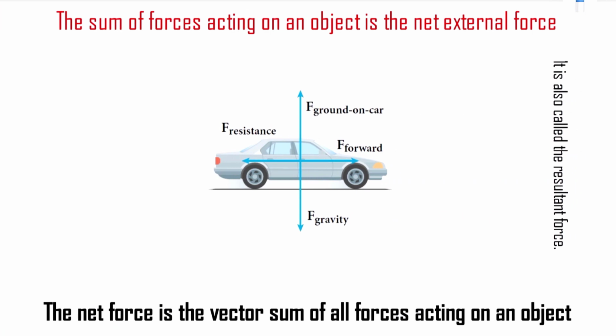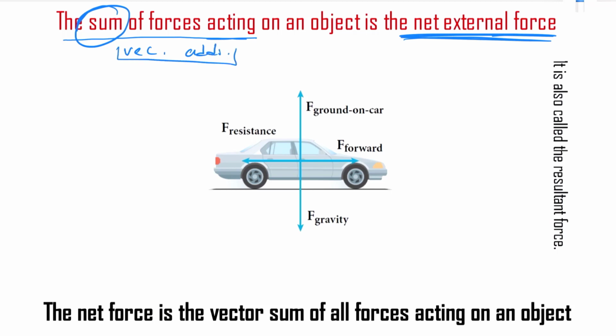Now, what is the net force? What is the net external force? Here it is written: the sum of the forces acting on an object is the net external force. What is the force? First of all, it's a vectorial quantity. So when we are talking about the sum, that means we have a vectorial addition. This is important.